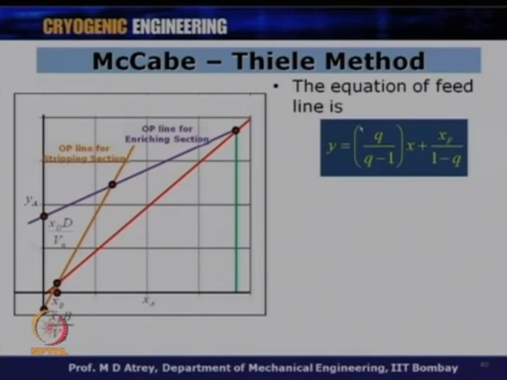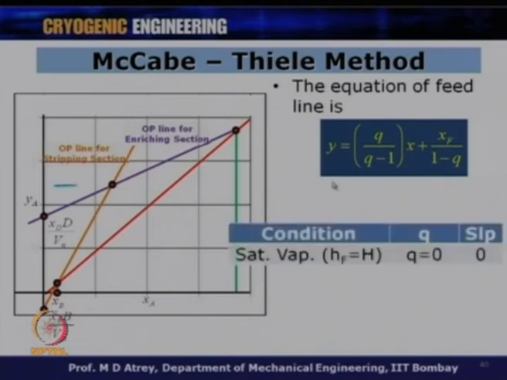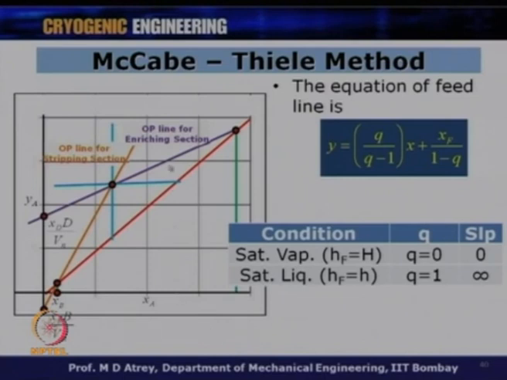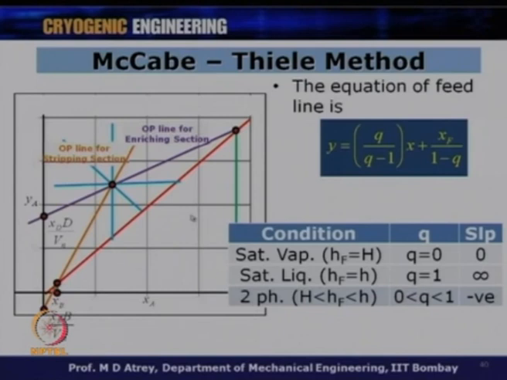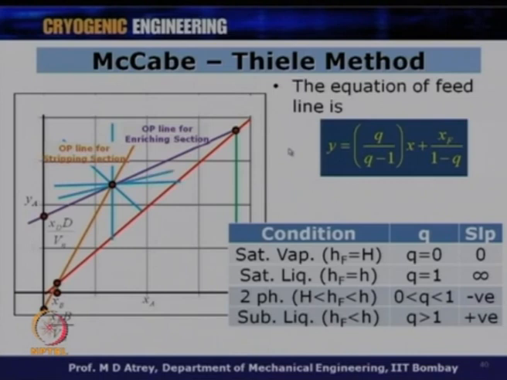The equation of the feed line therefore is this, what we know, and q upon q minus 1 is the slope and this is my y intercept. So, for the saturated vapor condition, we have already seen that q is equal to 0, the slope is equal to 0 and therefore, the feed line is going to be horizontal to the x axis. If I got a saturated liquid coming, my slope is infinity and therefore, the feed line is going to be parallel to the y axis. If I got a two phase flow, I got a slope which is going to be negative, the feed line is going to be passing through this point and in this direction, and subcooled liquid will be shown by this, and superheated vapor is going to be shown again by a positive slope.